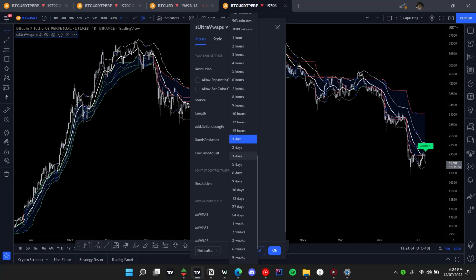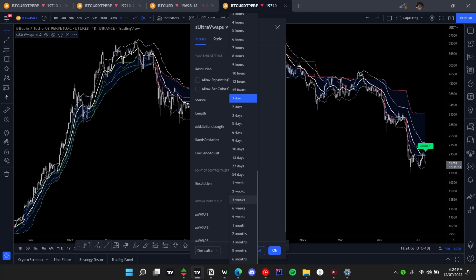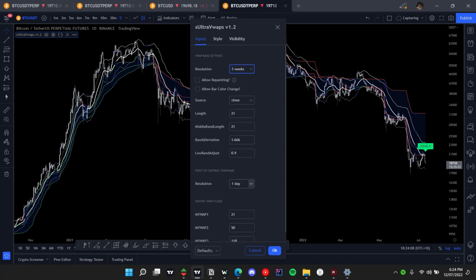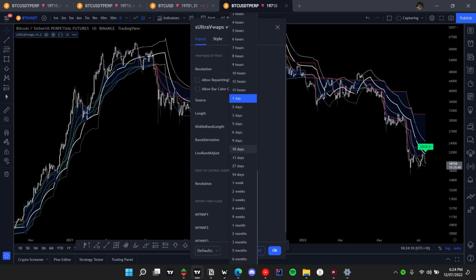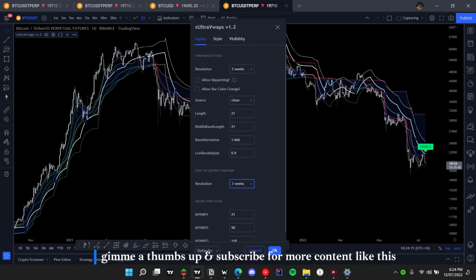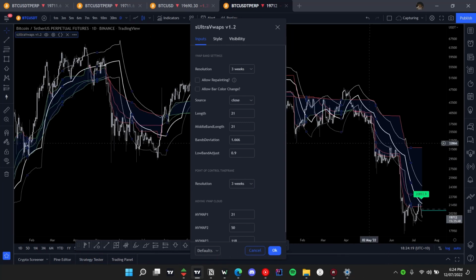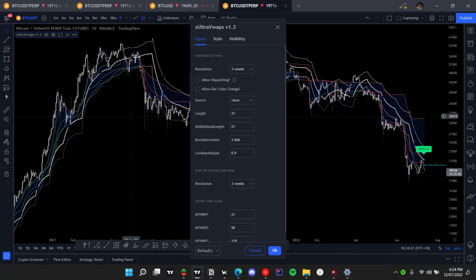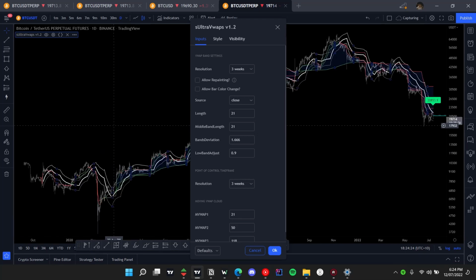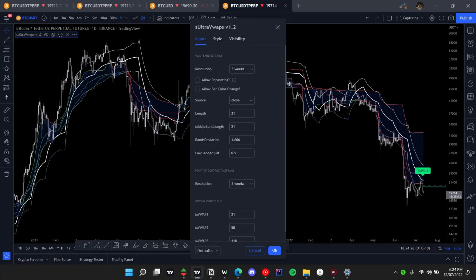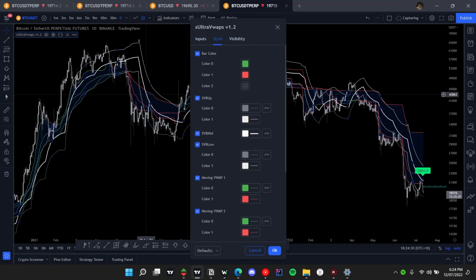If it's on a 1 day time frame, I like using 3 weeks, or the monthly time frame volume. Right now I'm going to use 3 weeks for each of them. The resolution here is 3 weeks as well. The second thing that I would do, I'll show you how to style this. Now this is the up color, right?